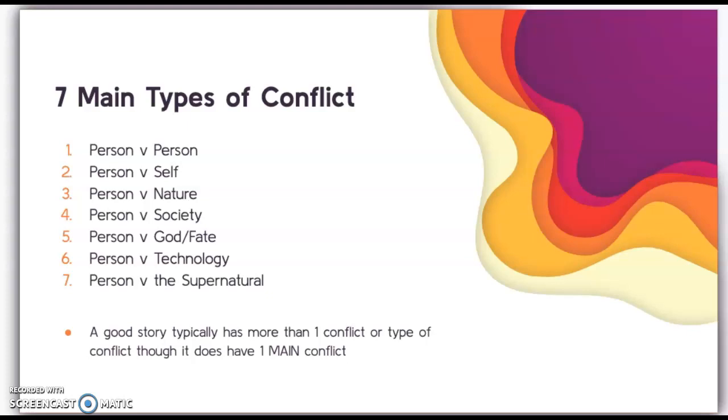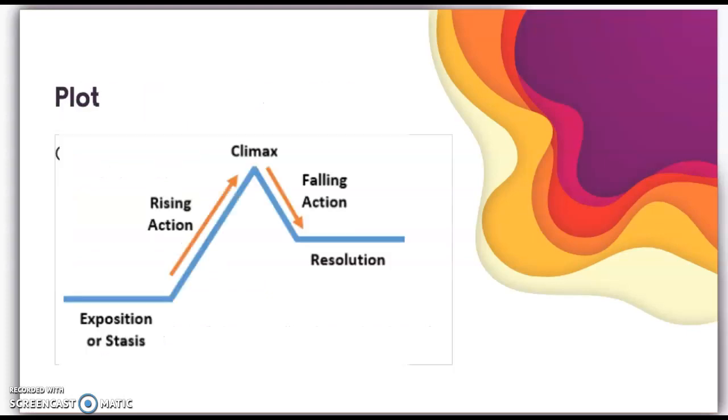A good story has more than one conflict. Only a little baby children's story has one conflict. Anything beyond that has more than one conflict, though it often has one main conflict. The conflict ultimately creates the plot or story arc. It starts with the exposition, rising action, climax, falling action, resolution. It is not as smooth and straight as this story arc seems to indicate. There might be little bumps and bruises along the way, but basically all stories fall into this basic shape. It's just the specifics change a good deal.